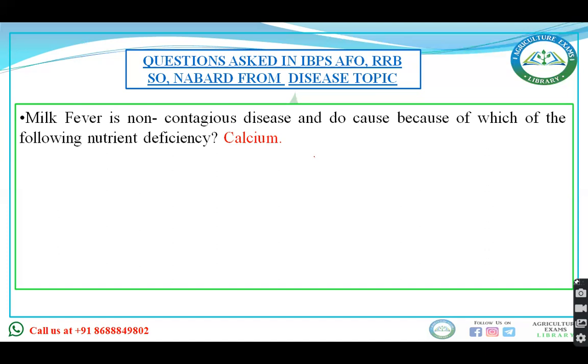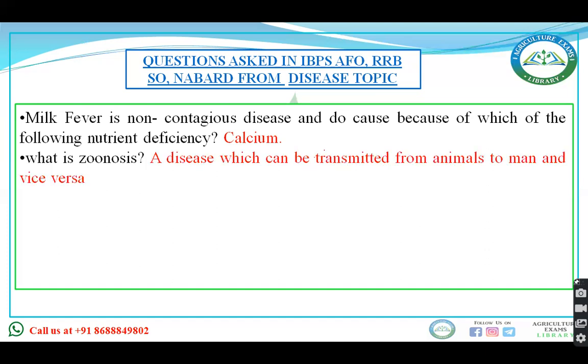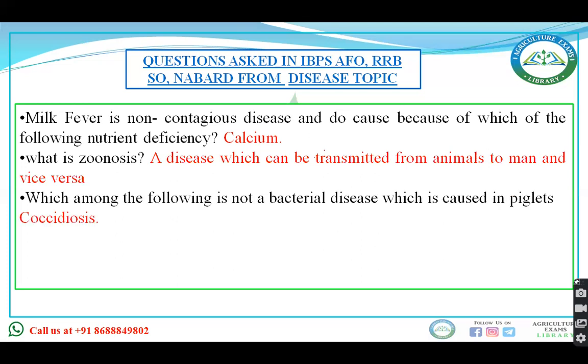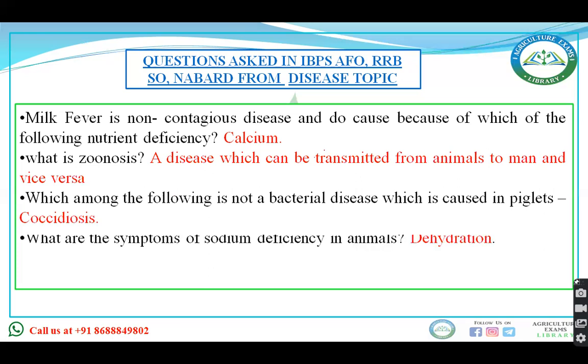Okay. First: milk fever is a non-contagious disease caused because of which nutrient deficiency? Okay, then this is calcium. Milk fever in cattle is caused due to the deficiency of calcium. Okay, what is zoonosis? This is a disease which can be transmitted from animals to man and vice versa, like anthrax. Okay, which among the following is not a bacterial disease in piglets? Then coccidiosis, that is a protozoan disease.